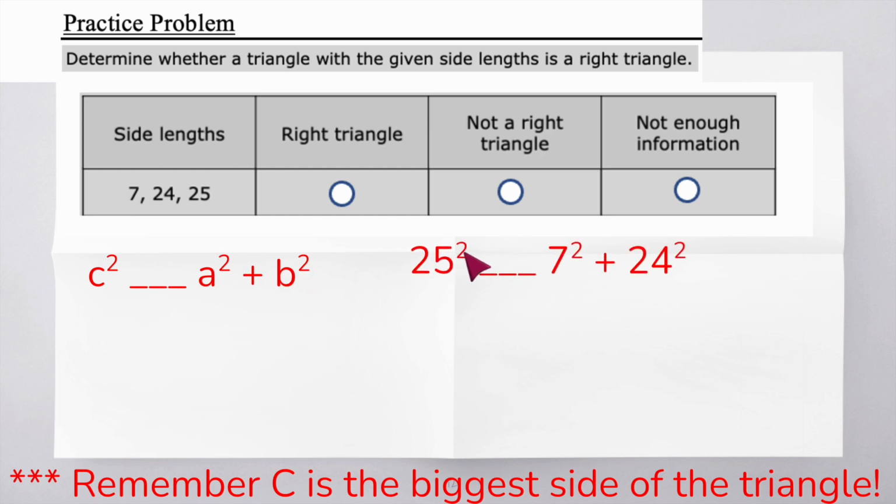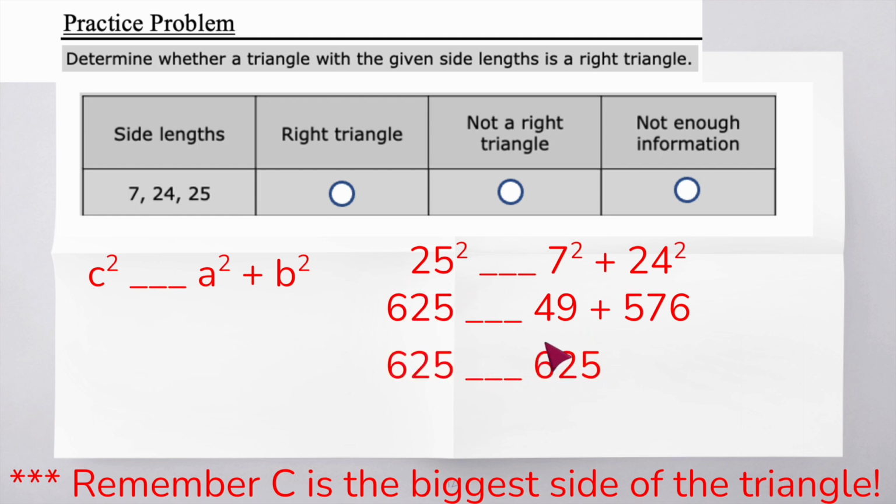So I have 25 squared, remember 25 is my biggest side, and then the other two sides squared, 7 squared and 24 squared. 25 squared is 625. 7 squared is 49, and 24 squared is 576. Now I just want to add these two together to see how they compare to 625. Well, they add up to 625, so this is equal. This means that c squared equals a squared plus b squared, which makes it a right triangle.